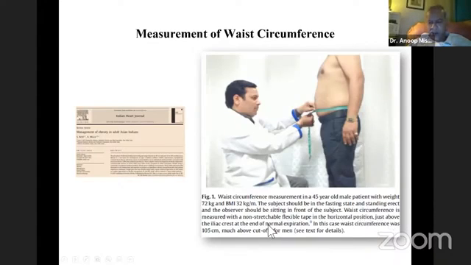Waist circumference is measured with a non-stretchable, flexible tape in horizontal position, just above the iliac crest at the end of normal expiration. So the patient should take one or two breaths and then a normal expiration. This is the correct way of taking it. Of course, there are other ways also, where the lower angle of the rib and the iliac crest midpoint is fine. In between that, but that's a little difficult, and this is the easiest and the best method.